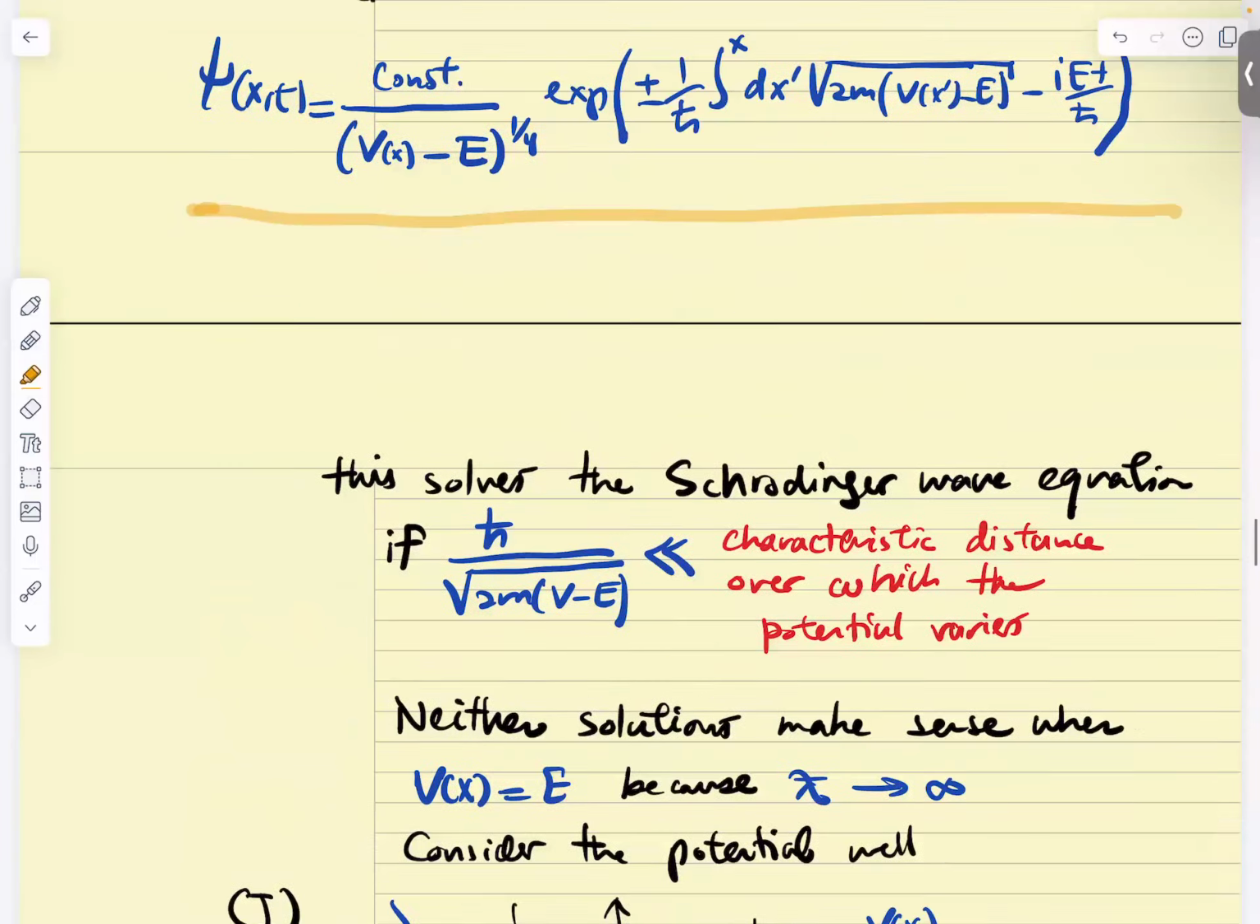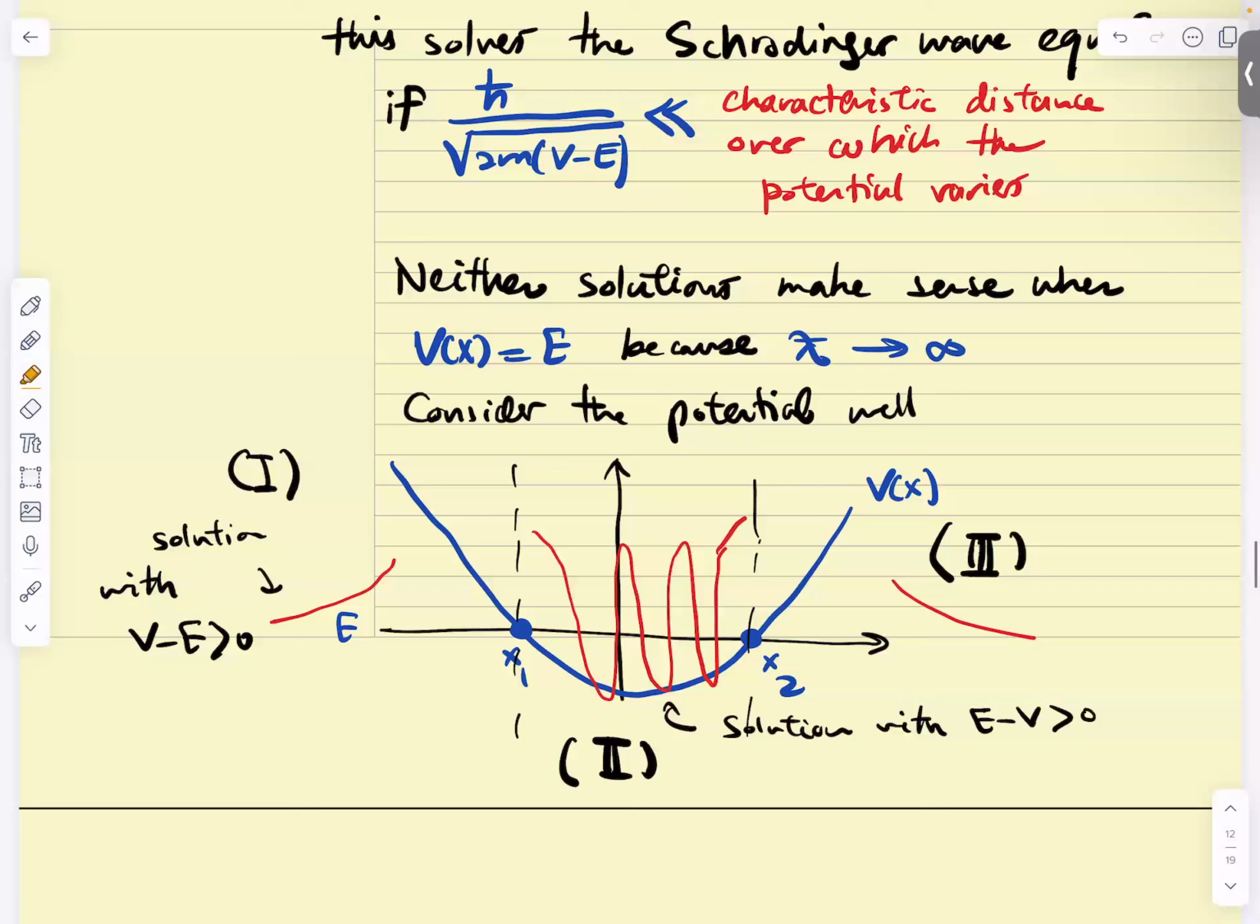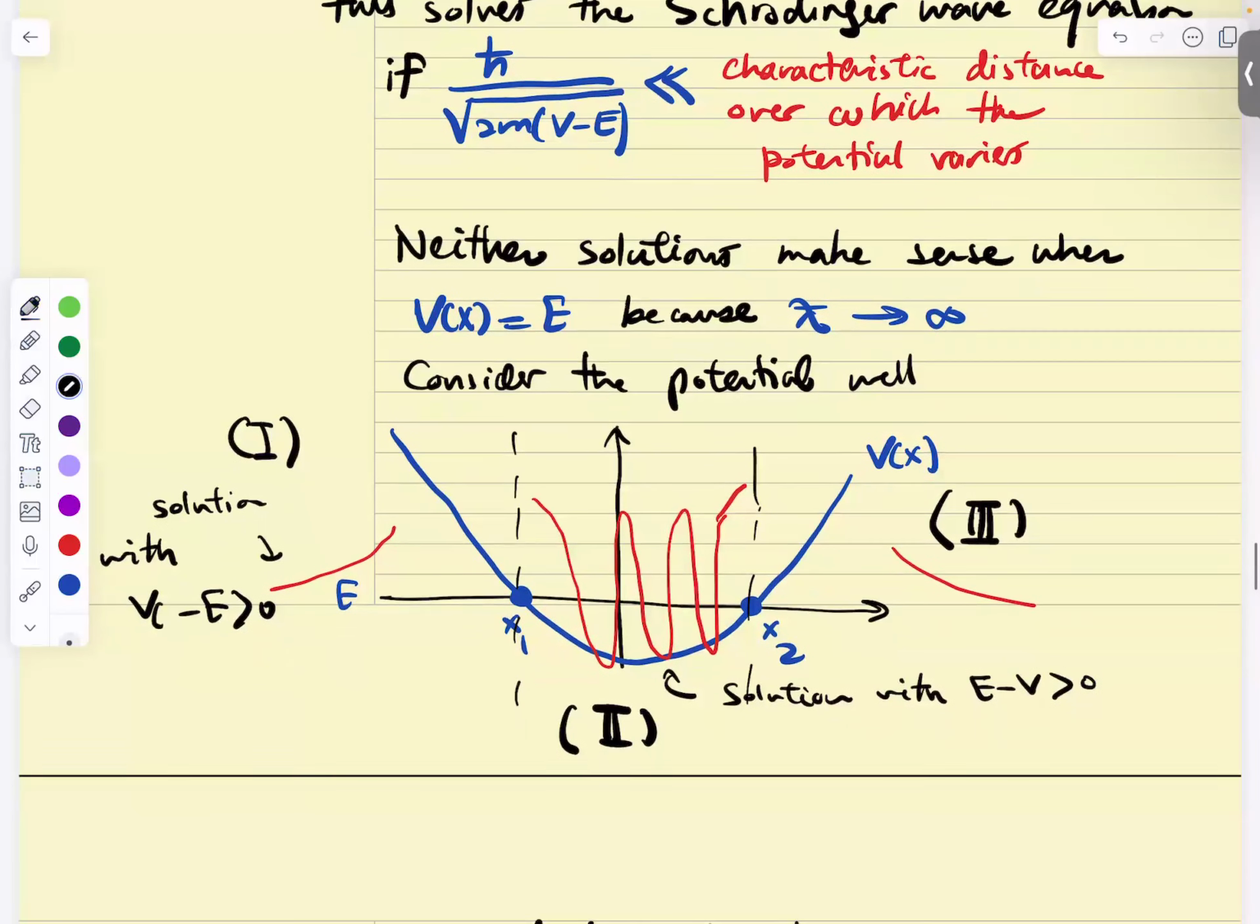Yeah, so I have it on a slide. Let's say this is my potential, and let's say the energy of the particle is 0. So I have scaled my plot so that the energy of the particle is here, 0. In this region of space, V of x minus E is positive, in region 1, to the left of x1. In the middle region it is negative, and in this region it is positive again.